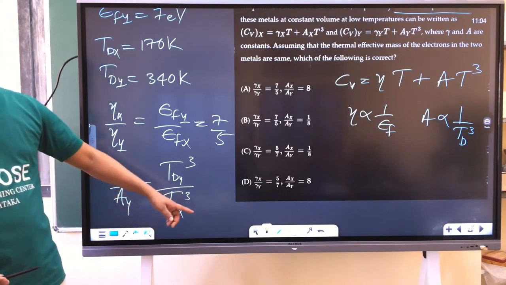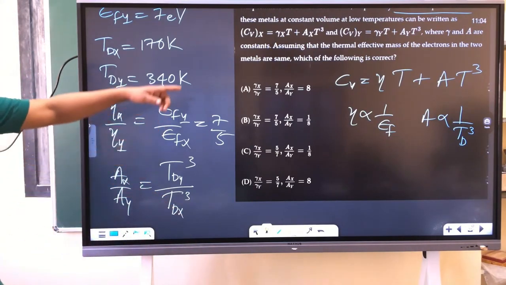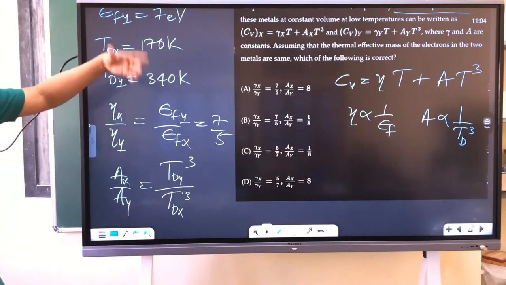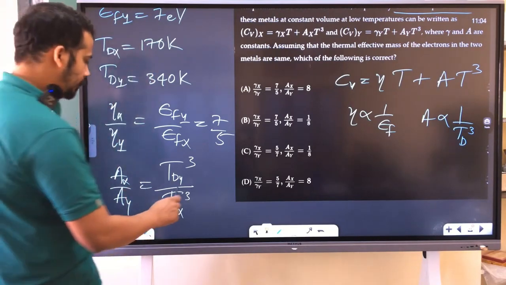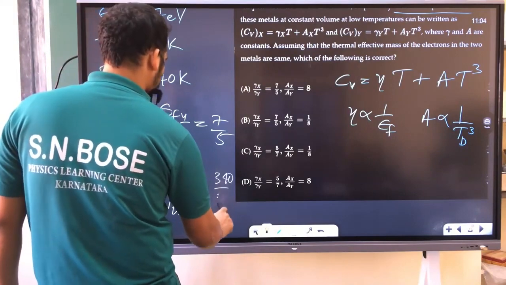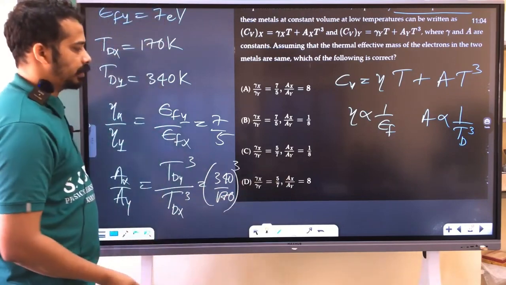Okay, can you do this one? I hope the hint is sufficient. That you need to do. 340 cube. What is 340 divided by 170? That's 2. So 340 divided by 170, the cube is 1 by 2 cube, that is 1 by 8. Am I right?